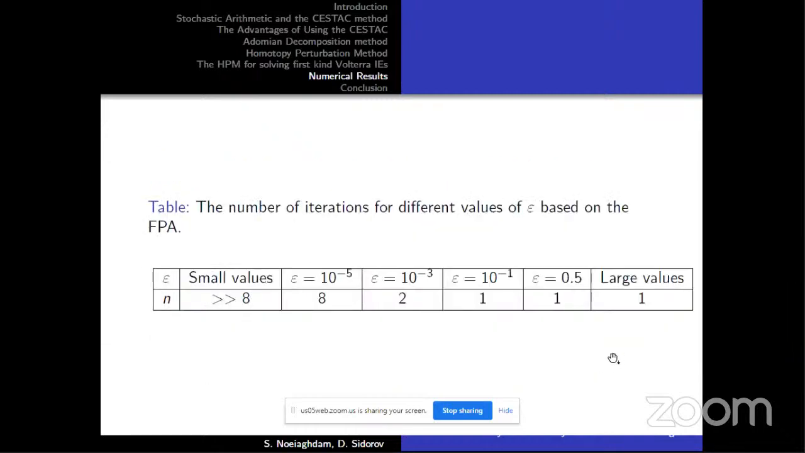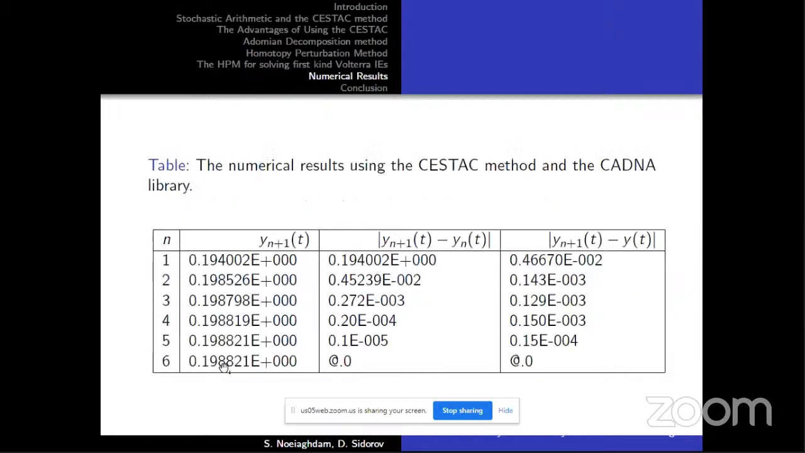Again, if we apply the Adomian decomposition method, for example, for this problem, for small values of epsilon, we will have many iterations. For 10 to the minus 1, we have 8 iterations. But for large values, we have only one iteration. But here in the CSTEC method, as I described, only 6 iterations would be enough for us. No need to produce more iterations. 6 would be enough. Why?